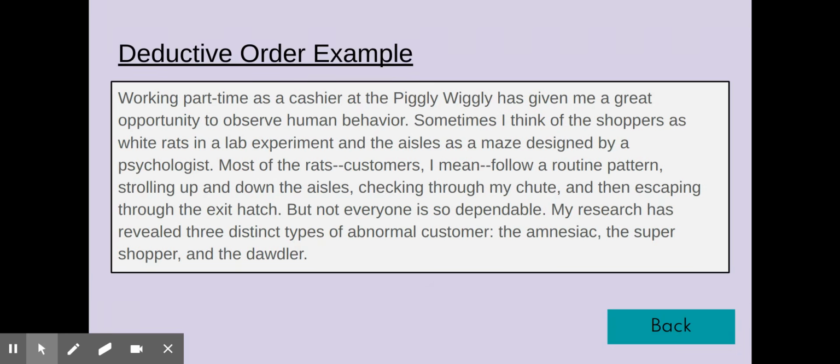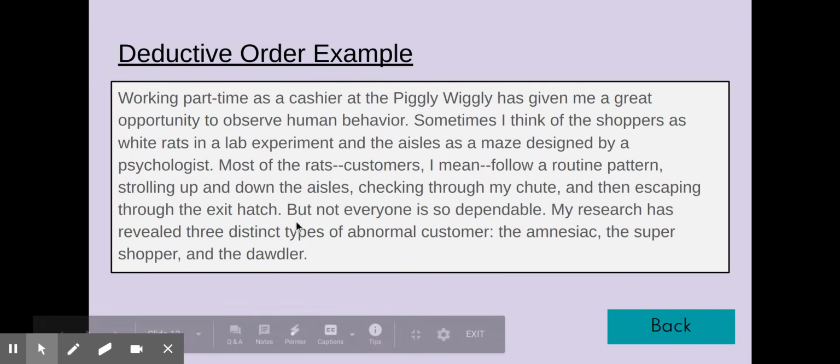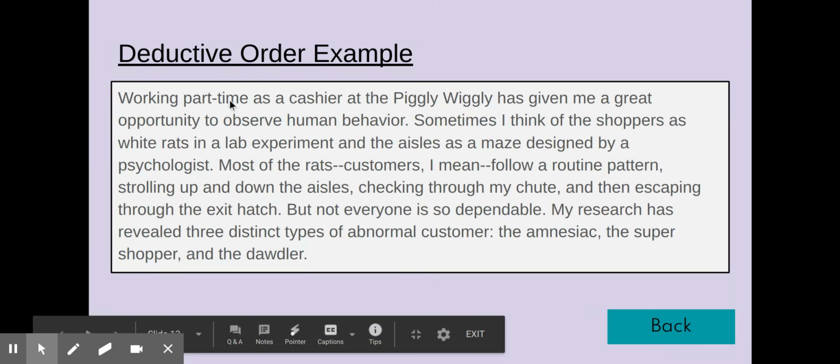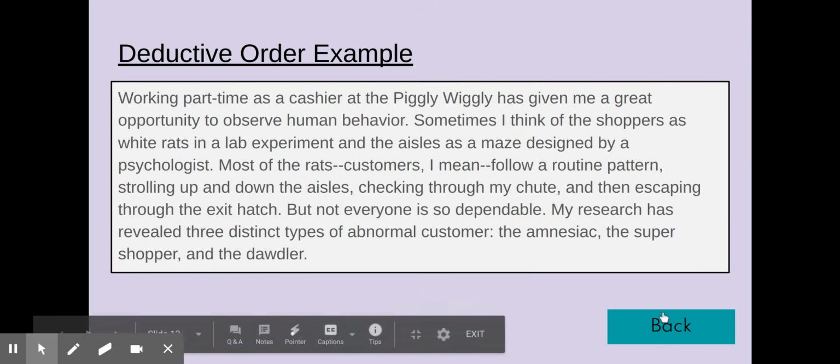So this is like an introductory paragraph, but it still follows a deductive order. We have this topic sentence that's broad enough to then give some examples. So general statement to begin and followed up with specific examples that support that general statement made in the topic sentence.